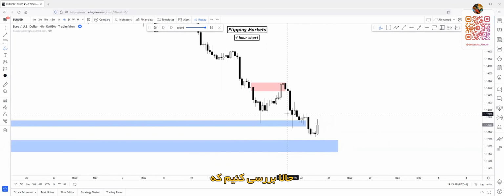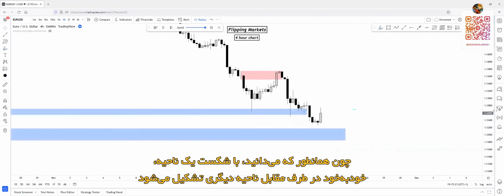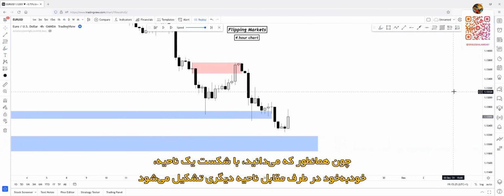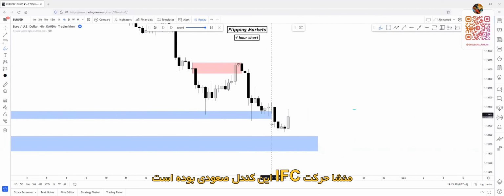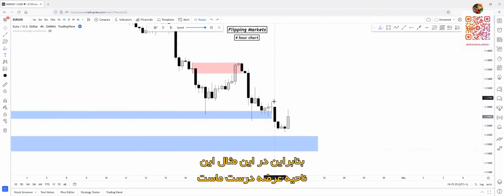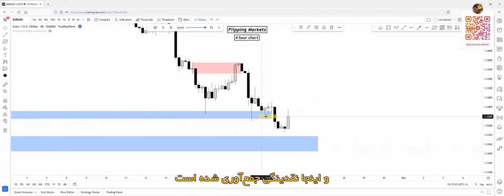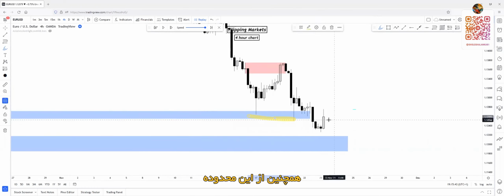Let's see which 4-hour supply zone caused the break of this 4-hour demand zone. Because if a zone breaks, an opposite side zone will be automatically formed, as you may know. So as you can see, the inefficient push came into the market from this upside candle. And this upside candle has not been mitigated yet. So this is our right supply zone in this case, because the inefficient push came into the market from this candle, break of structure here, liquidity sweep from this region, and also from this region.